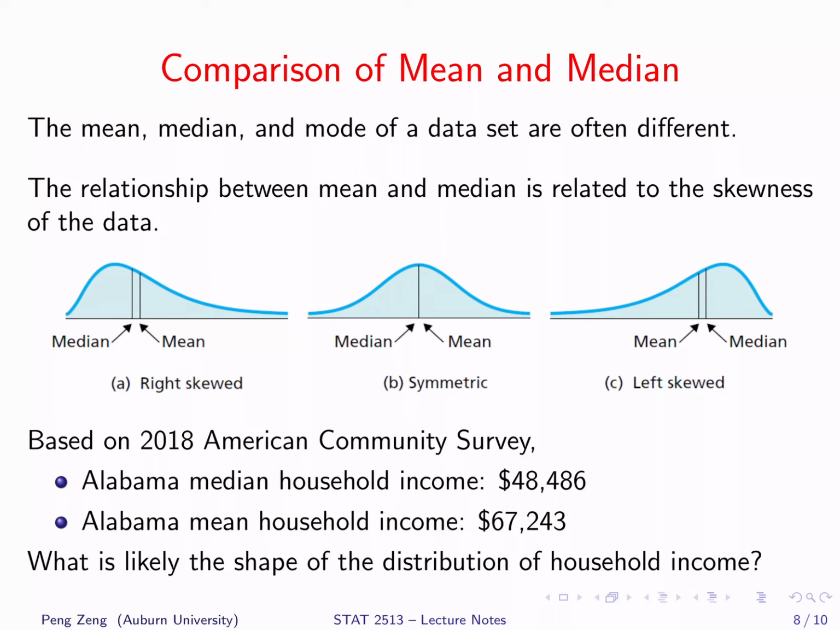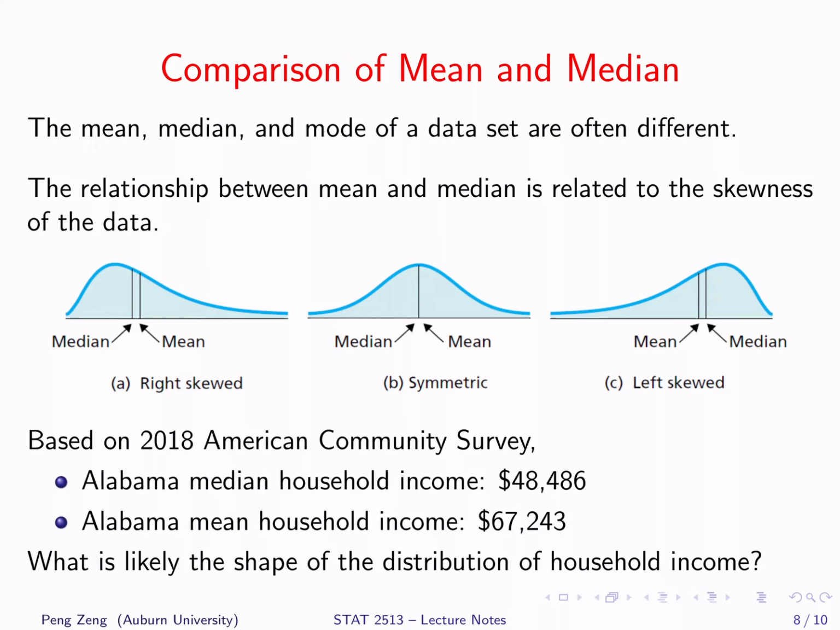When the distribution is skewed, mean and median are usually unequal. For a right-skewed distribution, the median is smaller than the mean. For a left-skewed distribution, the median is larger than the mean.